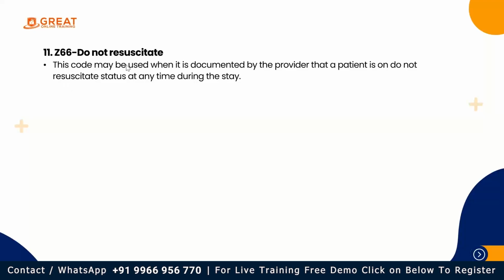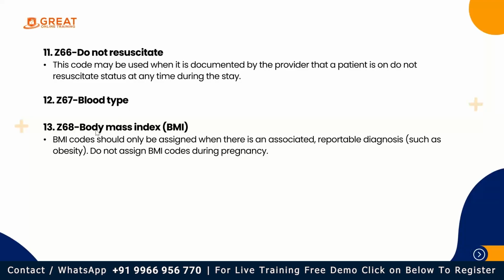Okay. Next, Z66. Do not resuscitate. This code may be used when it is documented by the provider that a patient is on do not resuscitate status at any time during the stay. Z67, blood type. Z68 is for body mass index, BMI.